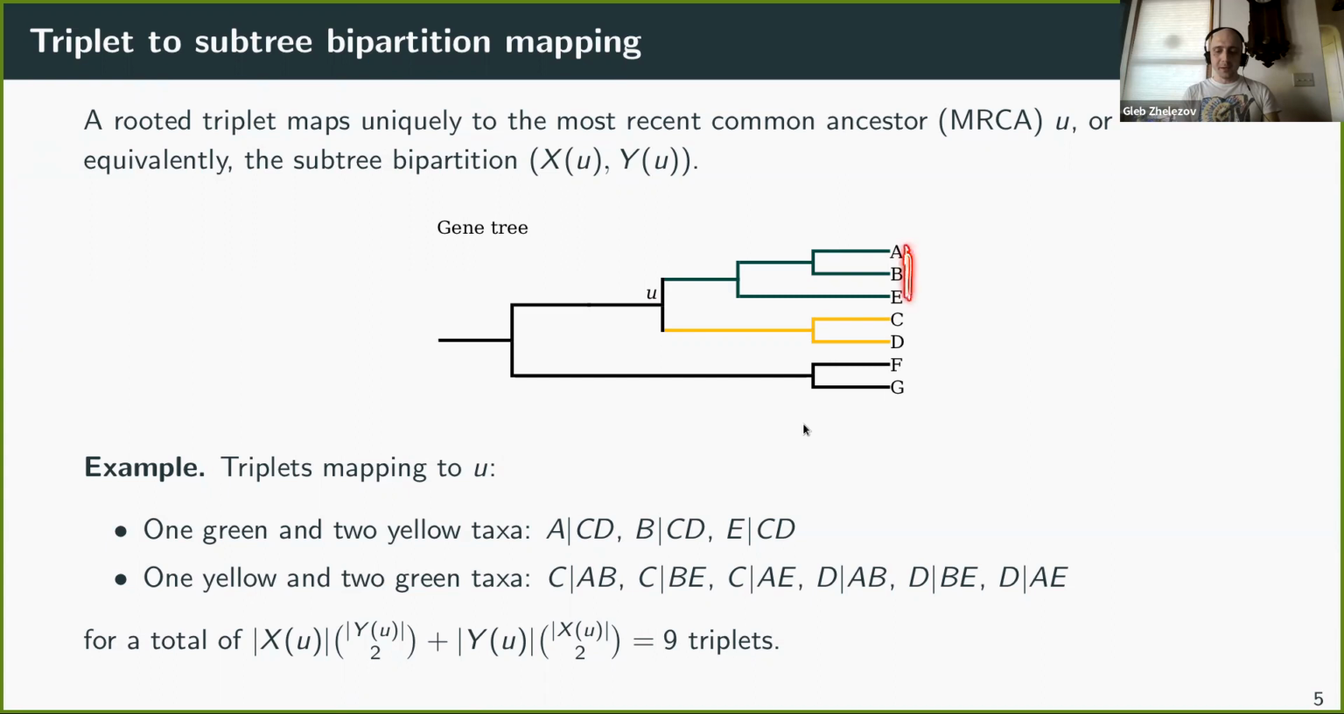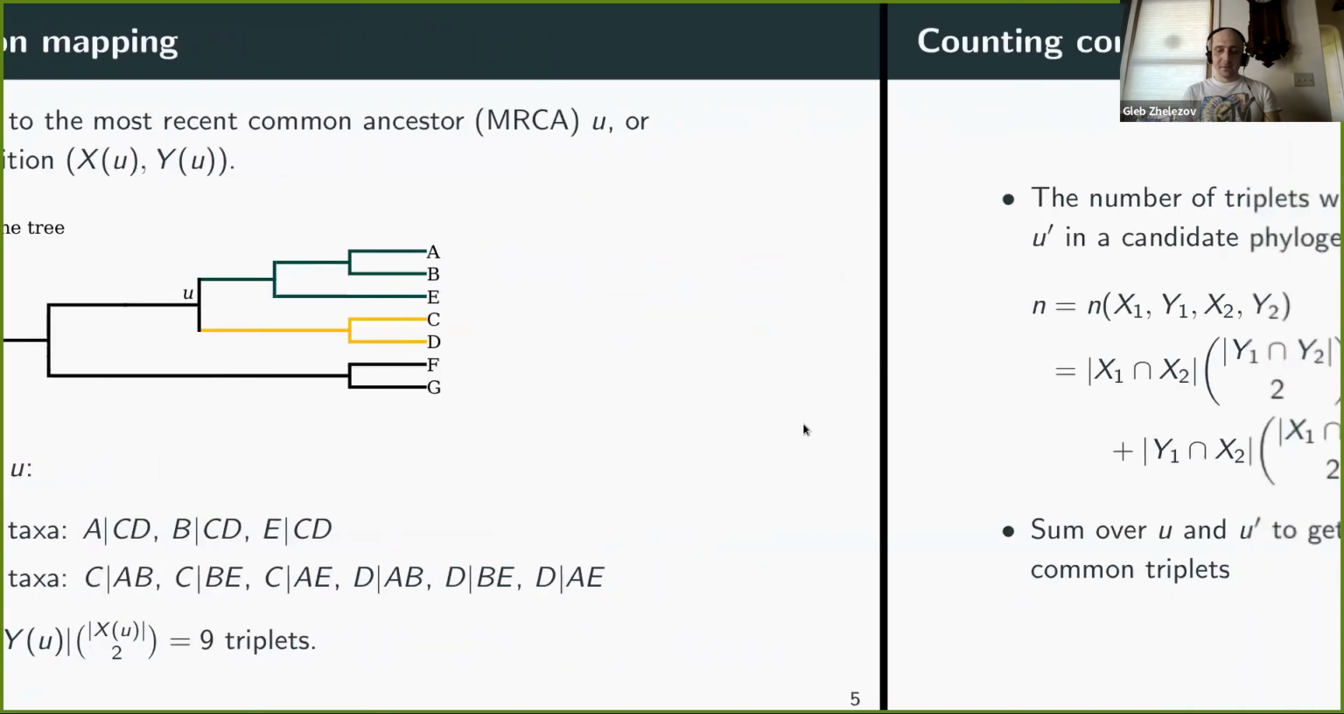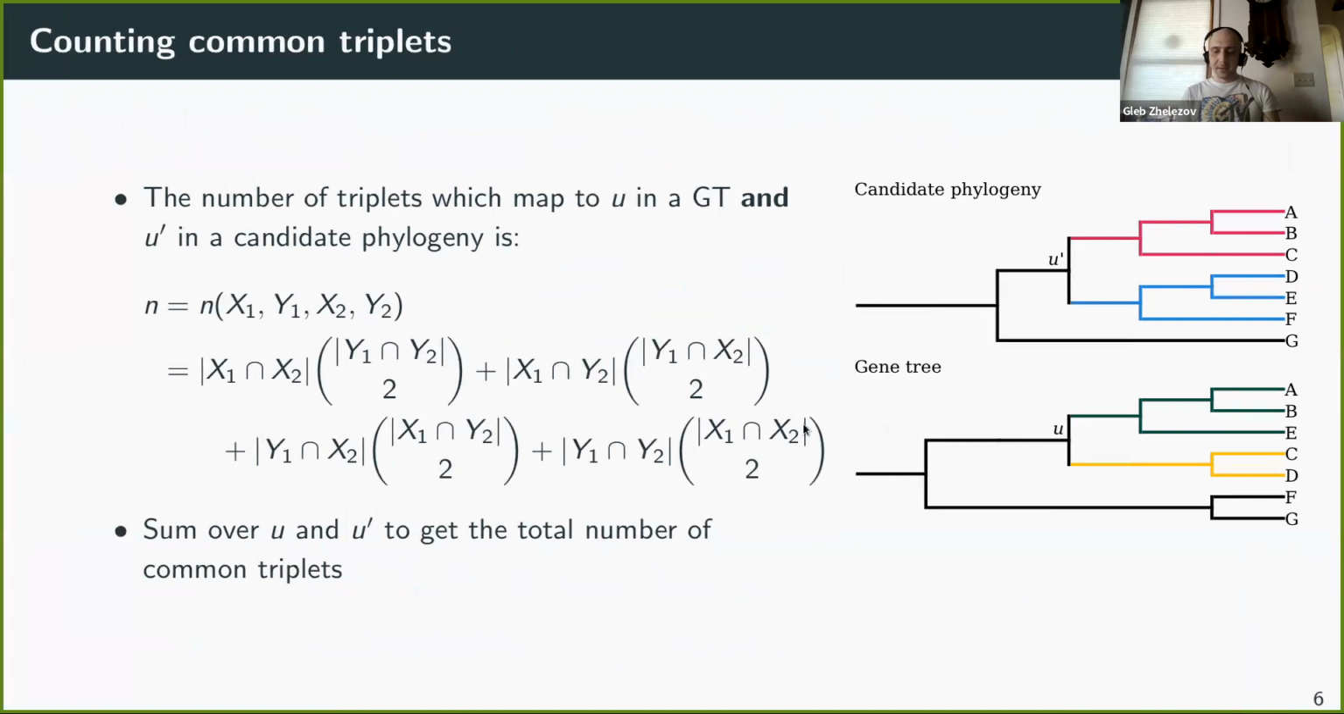You choose one from one side, then you choose two from the other side, and then you do it the other way, and so you get this very simple formula. So in this case, you get 9 triplets, which is exactly what we get when we count them one by one. Right. So that's a mapping to a node, and that's the first step to computing these distances.